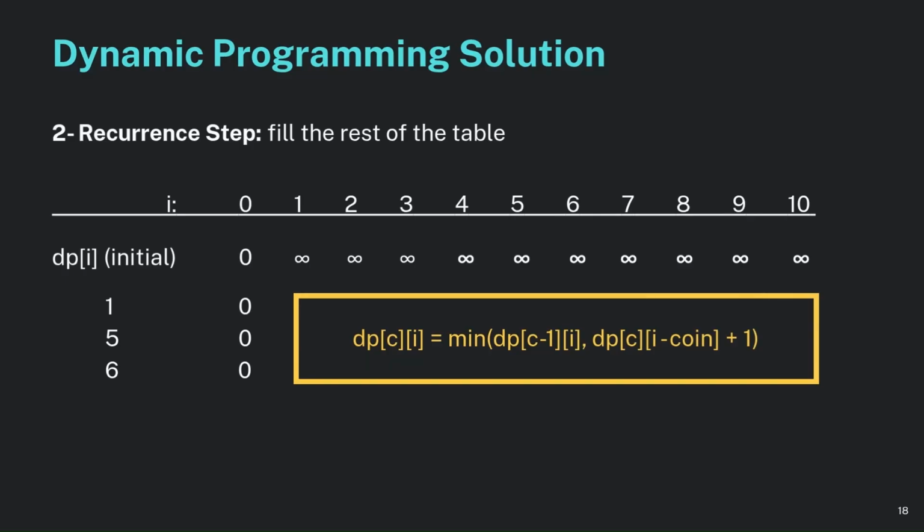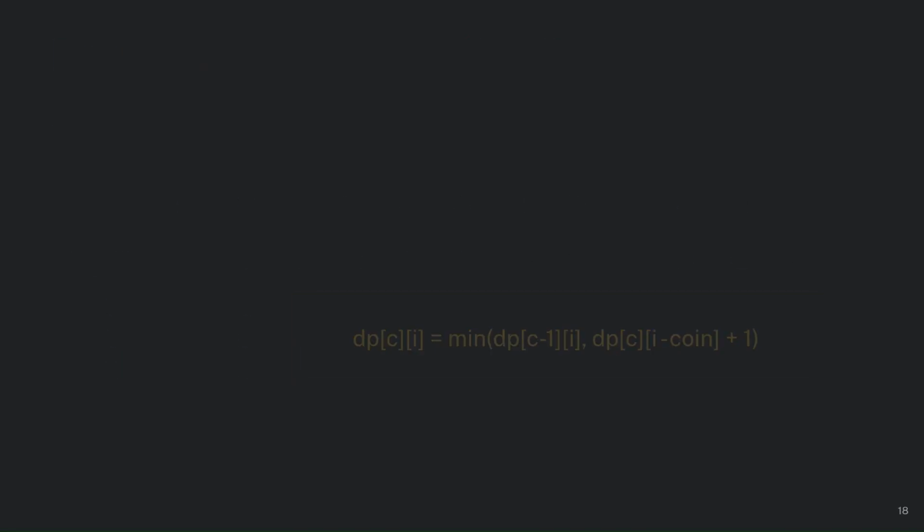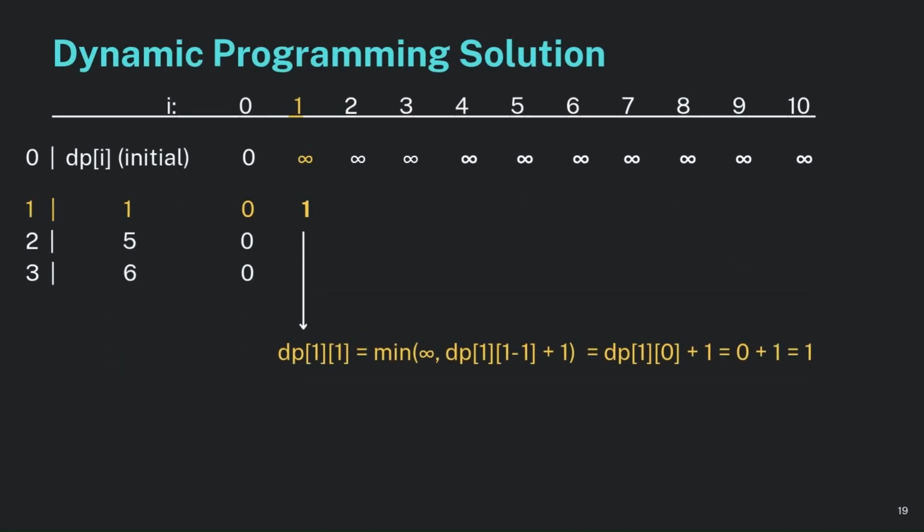After we completed the initialization step, we are starting the recurrence. And let's walk through it together for our example. Starting with the first row and the first column, I'm trying to see if I take this coin, is it going to decrease the minimum?